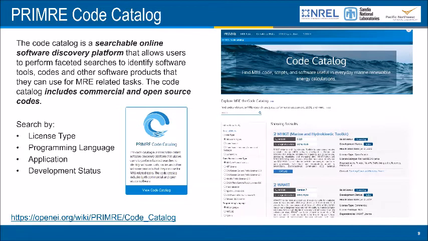And the intent here is to allow people to search software by licensing type. So whether you're looking for a freely available open source software, whether you're interested in a commercial package, it lets you search by programming language. So if you have a preference on programming language, you can find relevant software that way, and application. So whether it's for Wave, Tidal, etc. And then, for software, especially open source software, we include the development status of that software. So whether it's ongoing or whether it's been pretty stagnant for a while.